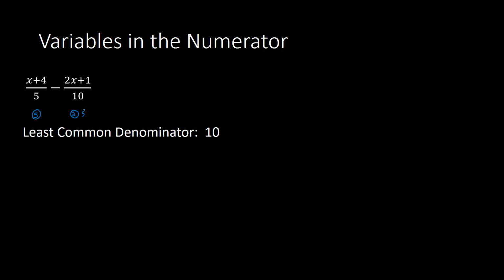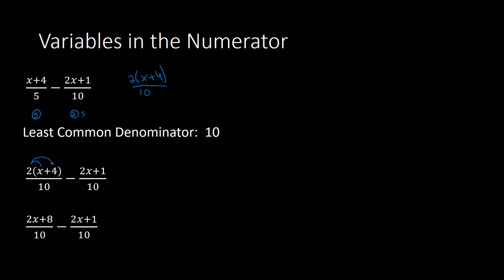So now I need to convert only this first fraction into something over 10. The second fraction is already over 10, so no need to deal with the second fraction. But the first fraction, it needs to be something over 10. Well, how do we get from 5 to 10? Well, we multiply by 2. So the numerator, we also multiply by 2 to get 2 times x plus 4. And that's what we see down here on this next step. So now we have a common denominator. We can distribute the 2 times x and 2 times 4 to get 2x plus 8.